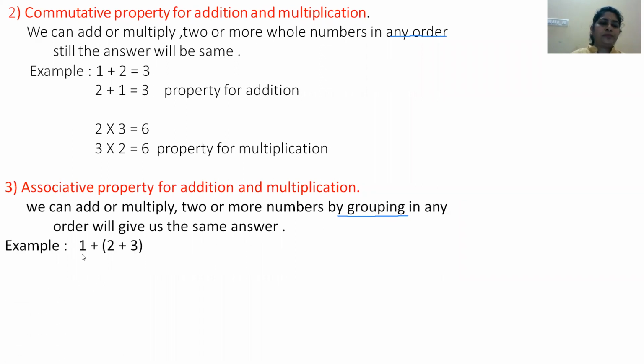Now, 1 plus 2 plus 3. Here I have grouped 2 plus 3. 2 plus 3 will become 5. 1 plus 5 is equal to 6.